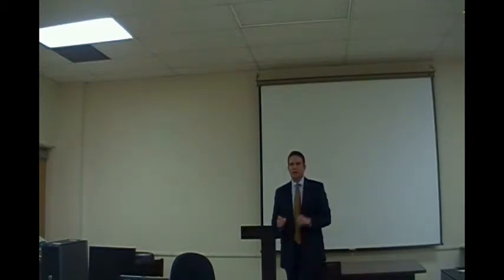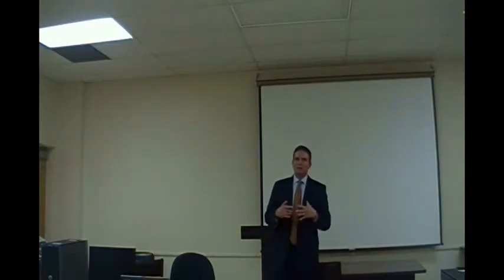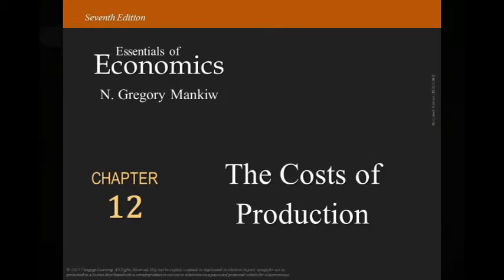Chapter 12 talks about the cost of production, why we examine the cost of production, and how it benefits firms on the micro level mainly and somewhat on the macro level. We'll talk about how it develops cost curves for firms, and how firms use the cost curves to guide their behavior to get in and out of markets.